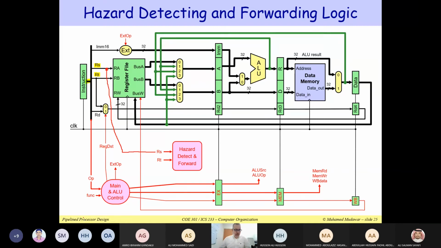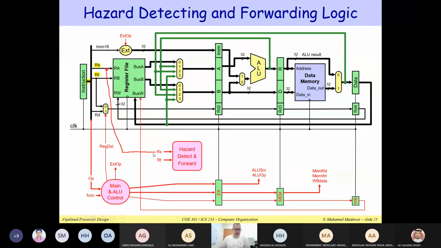Okay, so we understand this, right? And what else do we need? What else do I need as inputs for this hazard detection logic? Students, can you tell me? Register write. I need to check, yes, register write. But before that, what do I need? RT also. Well, of course, we have RT here.